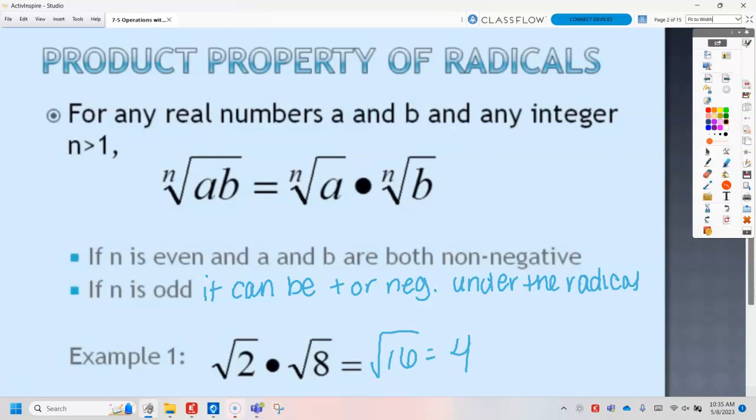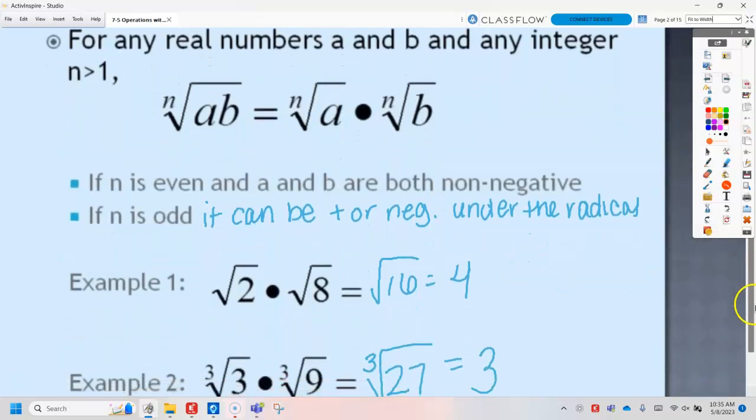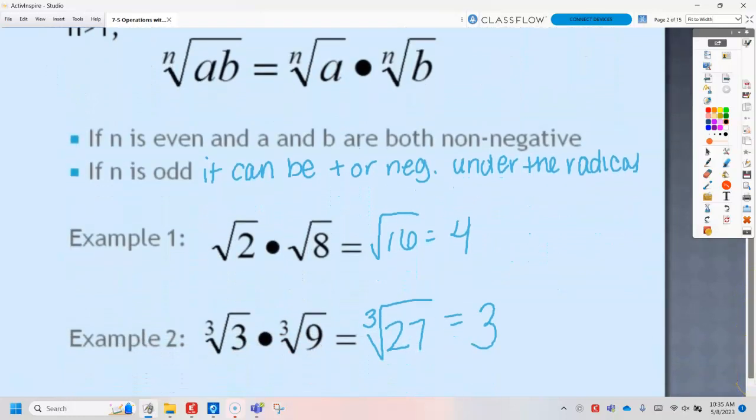This is called the multiplication property of radicals. You can also call it the product property of radicals because product and multiplication mean the same. So for example, if you have two things being multiplied together, you can change those two separate radicals to a single radical. In doing so, you get a perfect square, and you simplify to 4. The same holds true for a cubic.